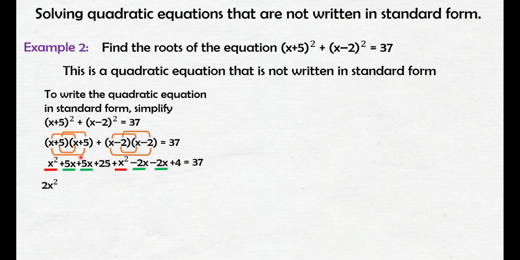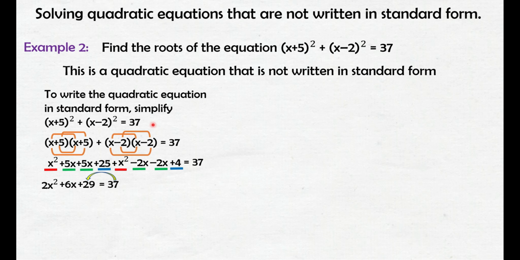So, 5x plus 5x minus 2x minus 2x, that is positive 6x. Kasi 5 plus 5, that's 10. Minus 2, that is 8. Minus 2, that is 6. Kaya nakuha natin 6x. And then, yung constant term naman, 25 plus 4, that is 29, equals 37.